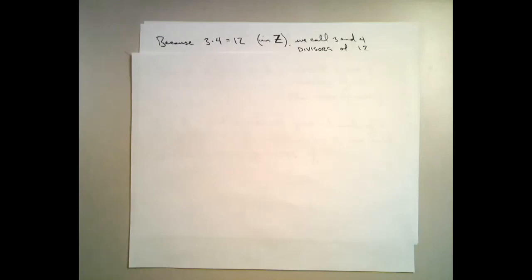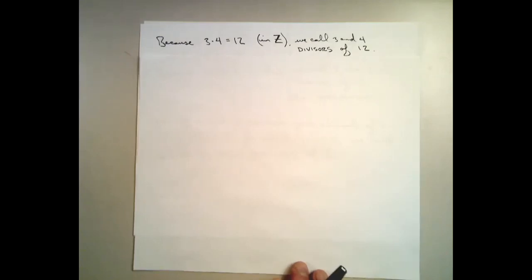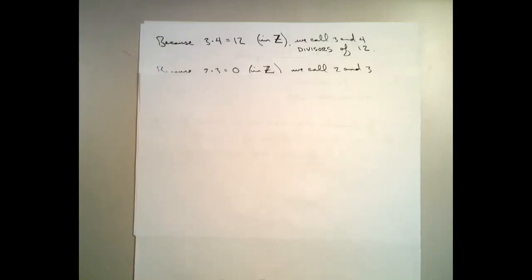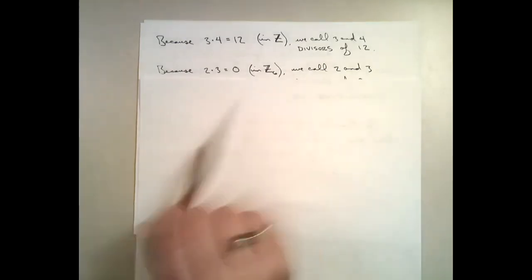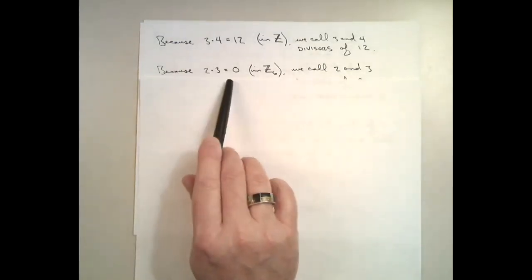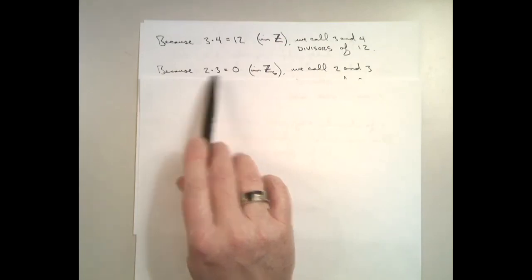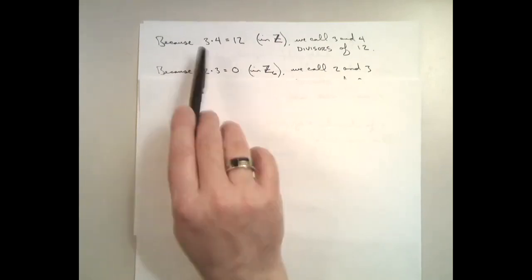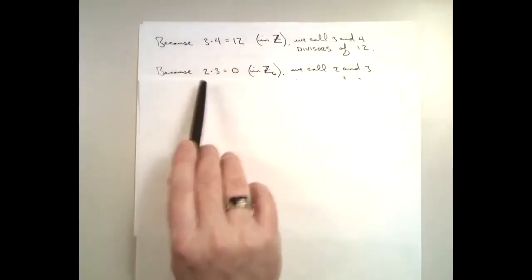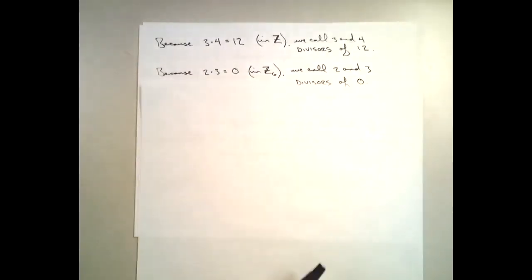Some terminology. Certainly you're familiar with this first bit, right? Because 3 times 4 is equal to 12, and we're looking at the integers right now, multiplication in the integers. We call 3 and 4 both divisors of 12, right? That's old hat. You know that. But it's a little funny to talk about this because I'm looking in Z6 right now. In Z6, 2 times 3 is 0. And so for the same reason I'm calling 3 and 4 divisors of 12 up here, I'm going to call 2 and 3 divisors of 0 here.